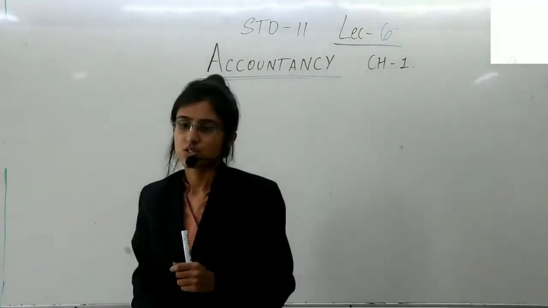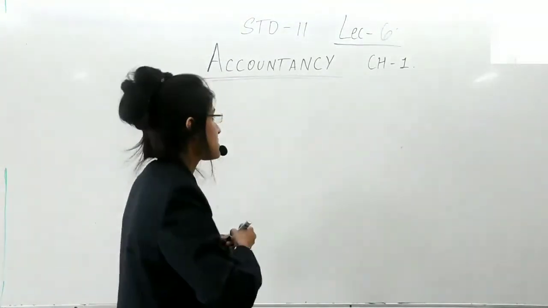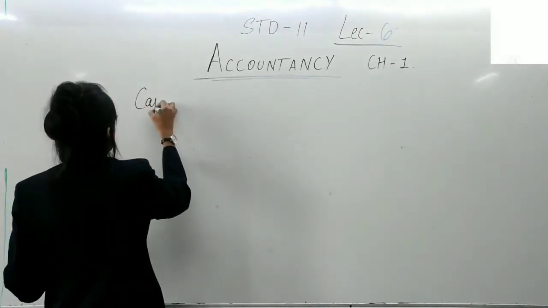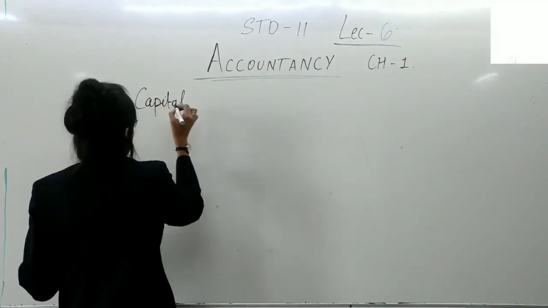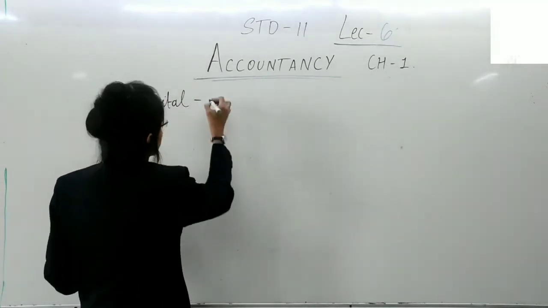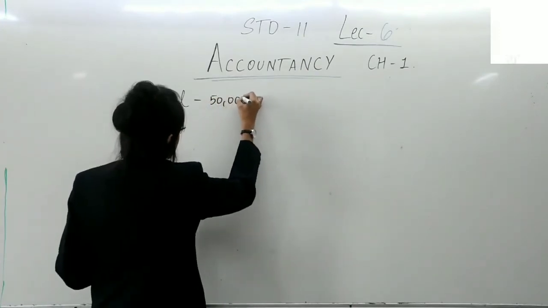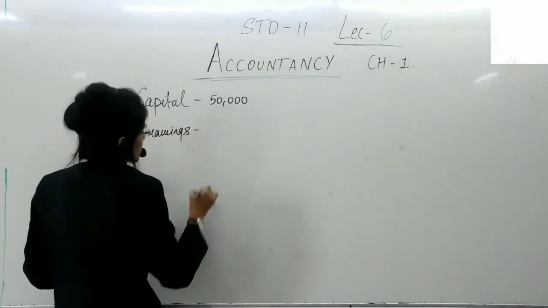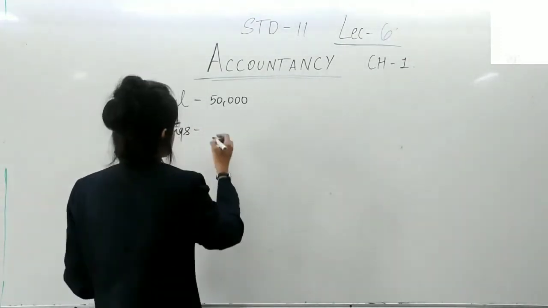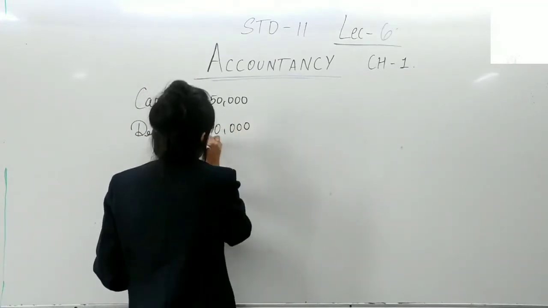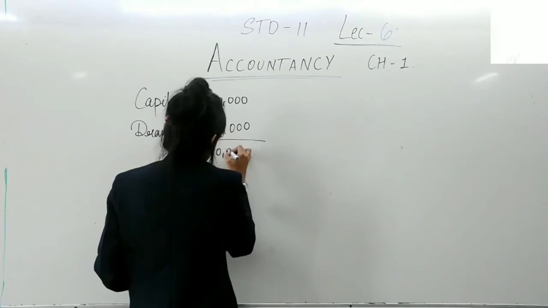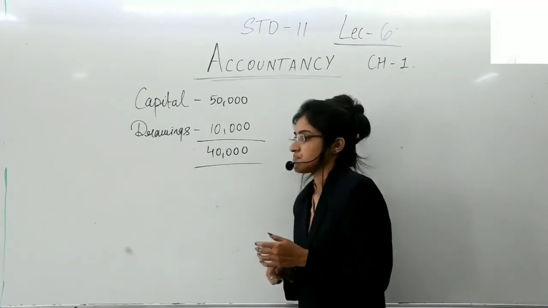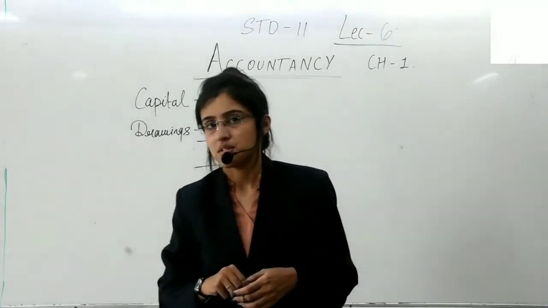So firstly, we've understood that capital is required for starting up a business. Say for example, you have invested 50,000. Then drawings is anything that you withdraw from business for your personal use, and you have withdrawn rupees 10,000 overall. So your capital becomes 40,000. Okay? Fine. This is a business activity.